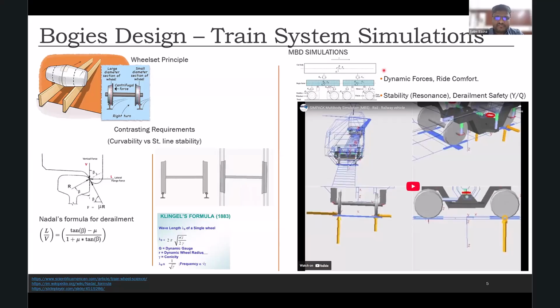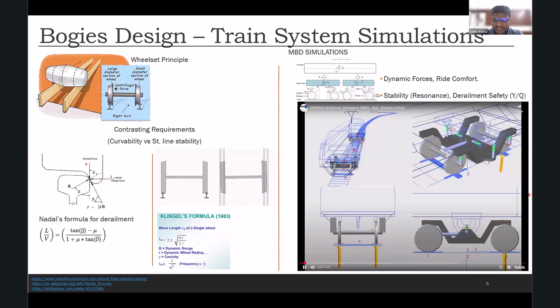So keeping this in mind, we make the multi-body dynamics model. Each and every body is defined as a concentrated mass, and we model the spring stiffness and the damping into the system. You can see how it is generally created. And I'm going to play this video, which exactly tells how the simulations are done.